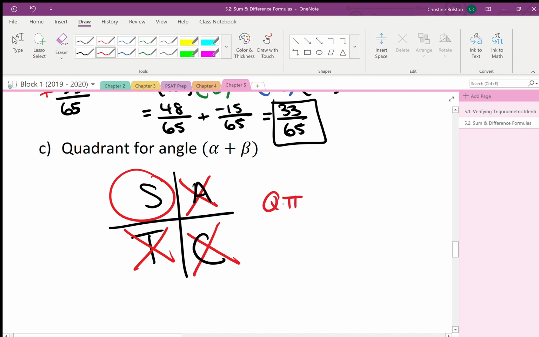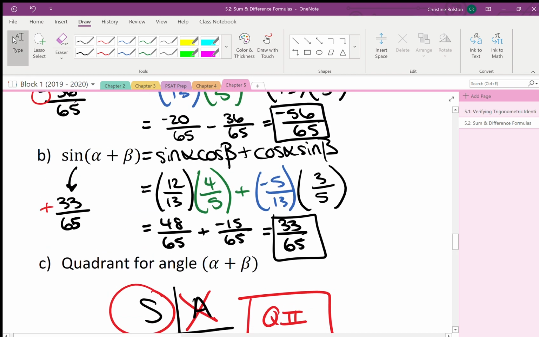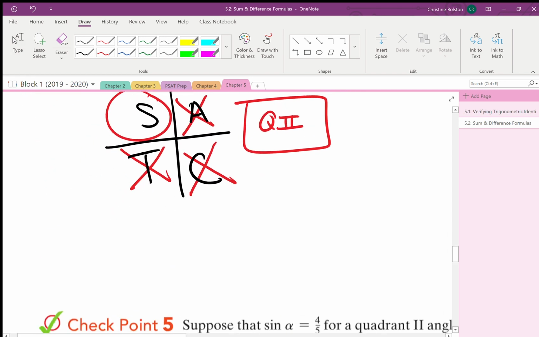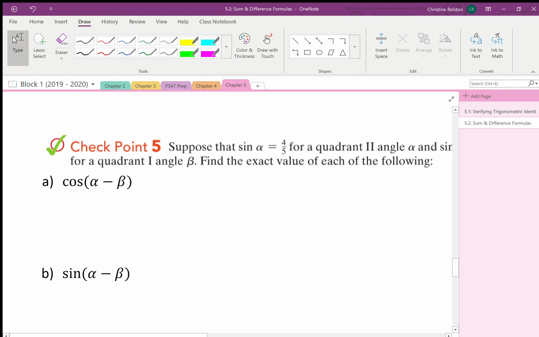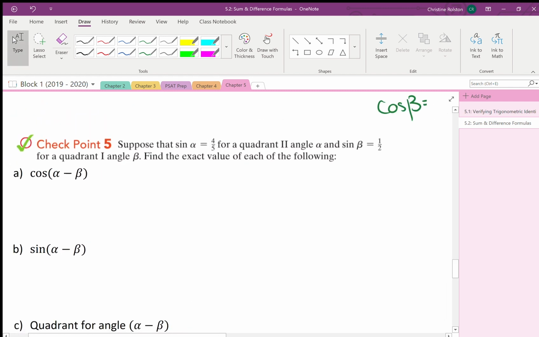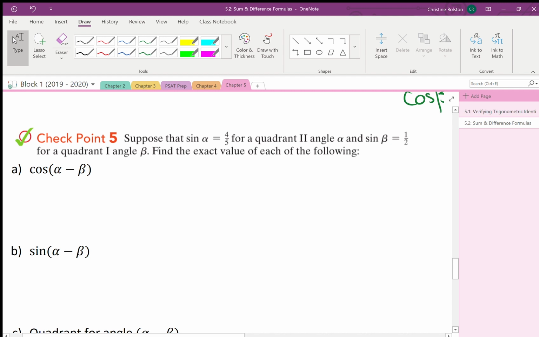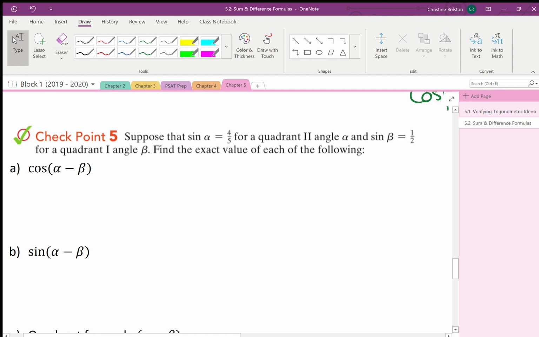So once you have your two trig functions for that specific angle, then you can solve this, no problem. Now I want you to pause real quick, take all this in, and I want you to try the checkpoint. Okay. Hopefully you did pause. If not, that was a very short amount of time to be doing the problem. So let's look at this. Suppose that sine alpha is 4/5 and for a quadrant 2 angle.